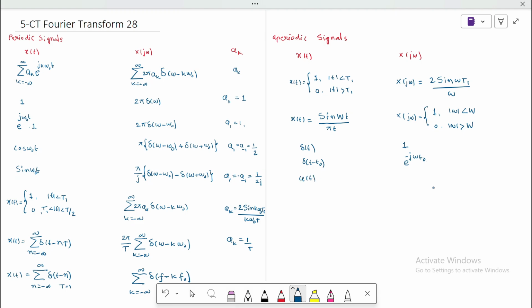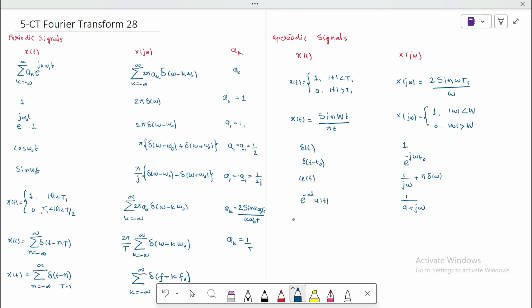Next, u of t is the unit step signal. Its Fourier transform equals 1 by j omega plus pi into delta of omega. This we can write with the help of the integration property. If you want to write the Fourier transform for this, first you have to write u of t in terms of the impulse, then apply the integration property. Then you will get this formula. Then e power minus at into u of t has Fourier transform 1 by a plus j omega.